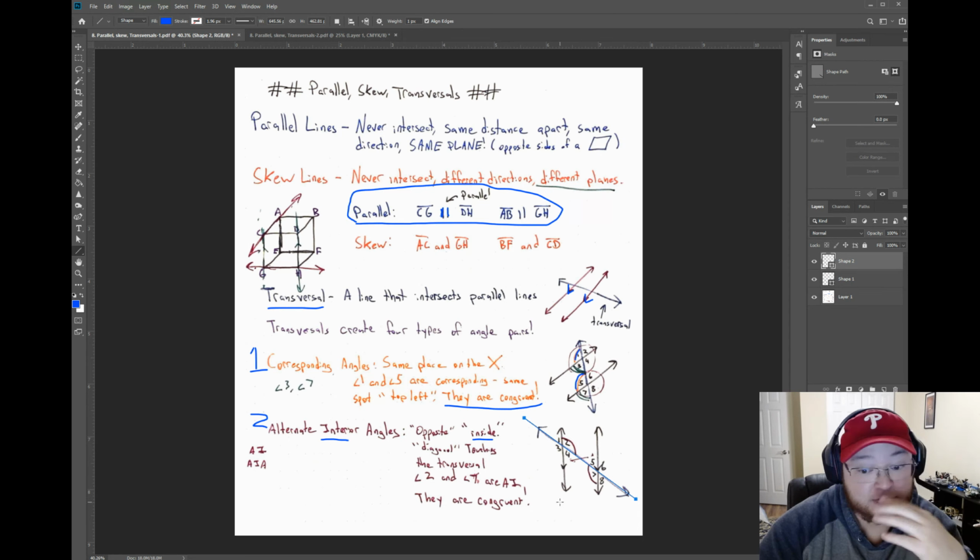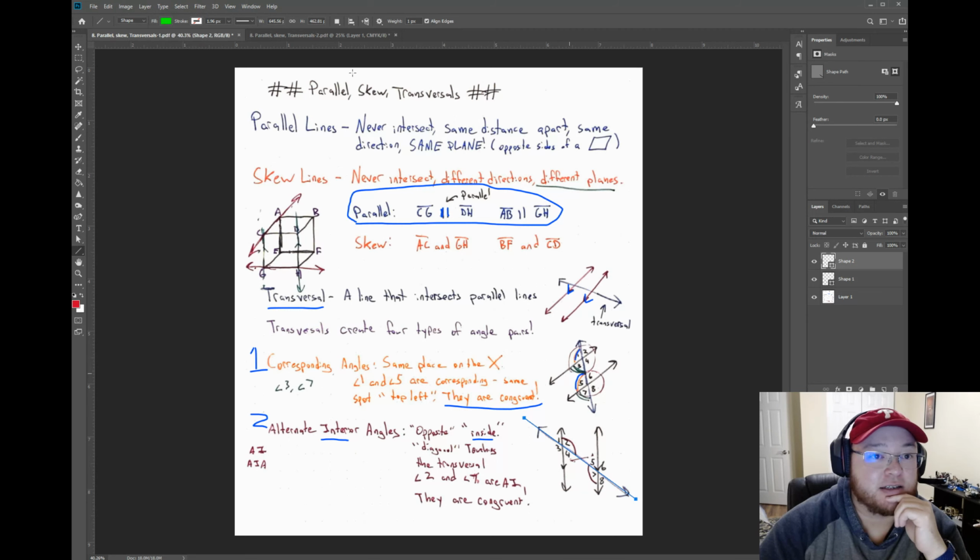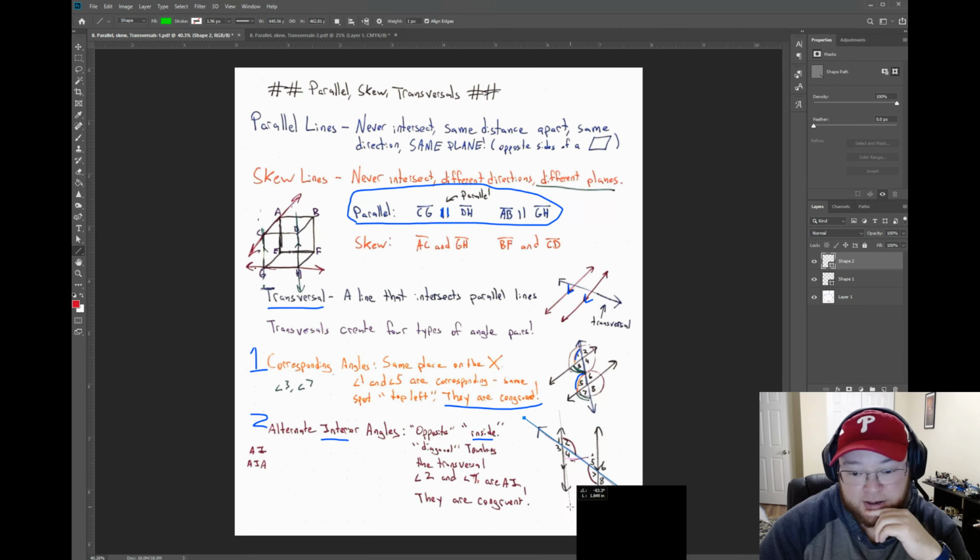So basically, when I talk about the inside of the lines, if you look at those parallel lines, they've got to be on the inside of it. So you're literally ignoring everything on the outside of these lines.